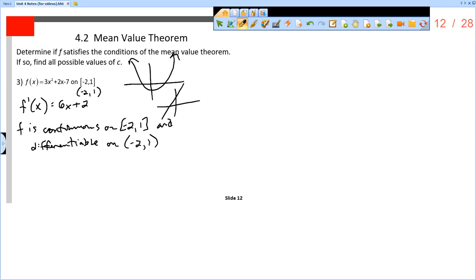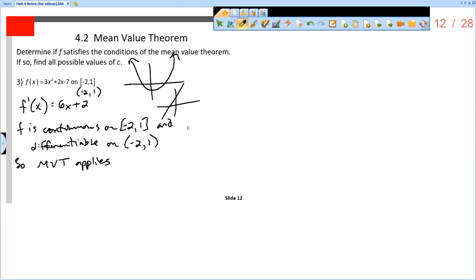Remember, it's got to be an open interval just because a function's derivative is not defined at endpoints, right? And so if we're restricting the domain of this function from -2 to 1, then it won't be differentiable at -2 and +1. All right, so f is continuous on the closed interval -2 to 1 and differentiable upon the open interval -2 to 1. So the mean value theorem applies.